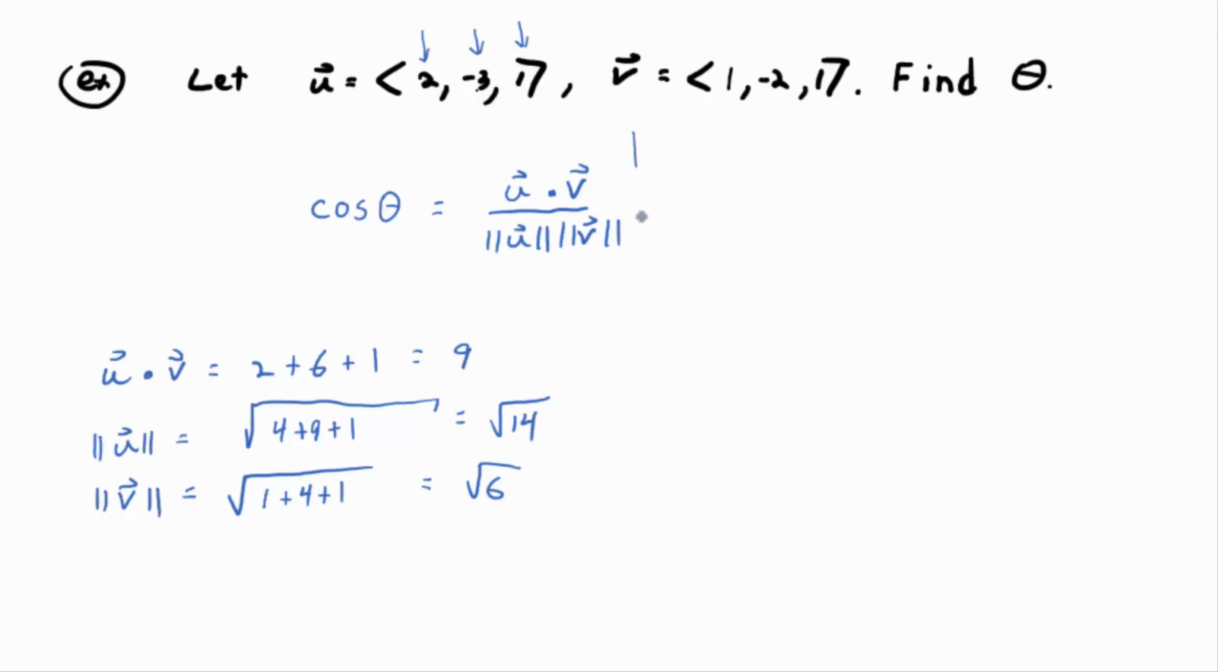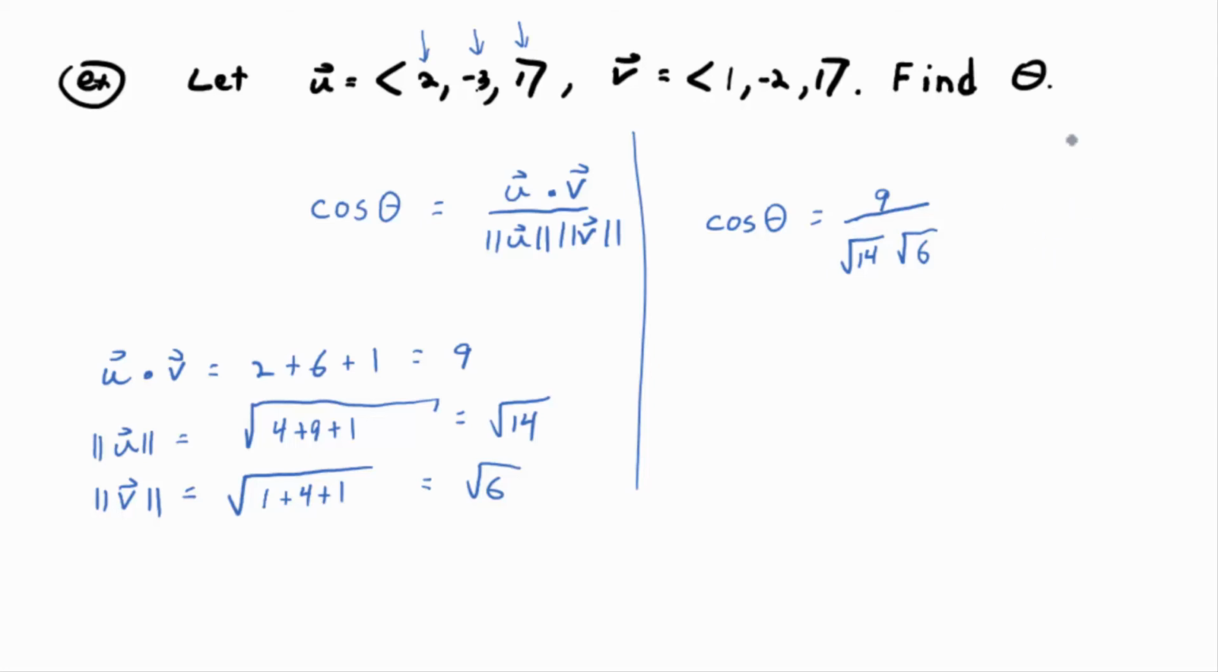Okay, let's put it together over here. Cosine of theta then is equal to what? Well, what goes on top out of what we just found? 9. The 9. So 9 over root 14 times root 6. Not a very elegant way to write it, though, right?